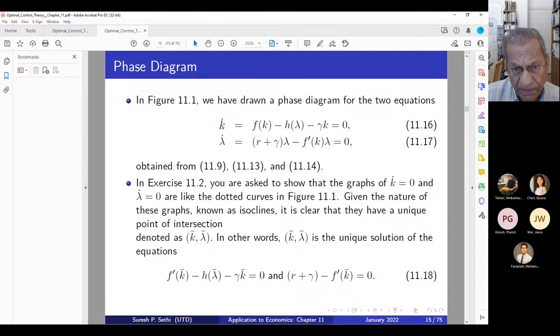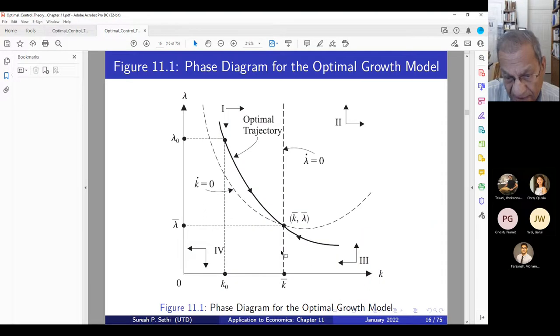K dot is given by this formula, and lambda dot is given by this formula. We already have these equations, and you can plot this graph. When you plot it, you will see that this one just gives you f prime k equal to r plus gamma, since lambda cancels out. So this gives you a value k equal to k bar. This is the equation lambda dot equal to zero. Lambda dot equal to zero gives you this curve.